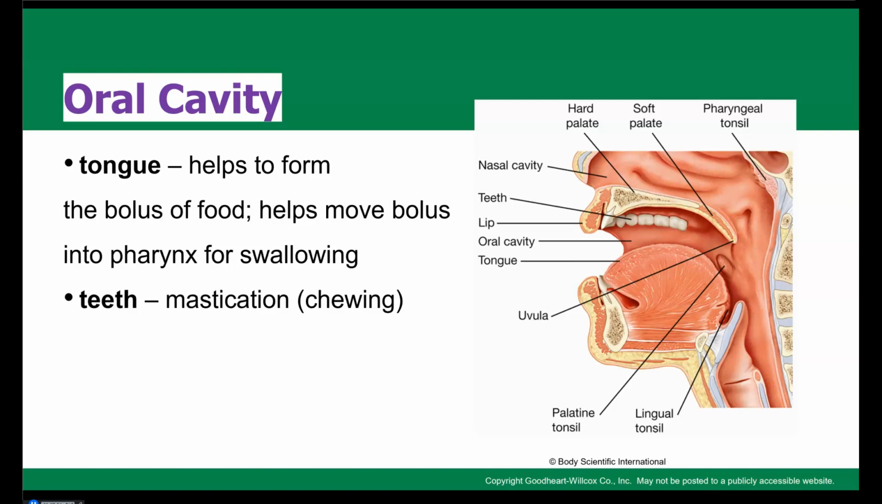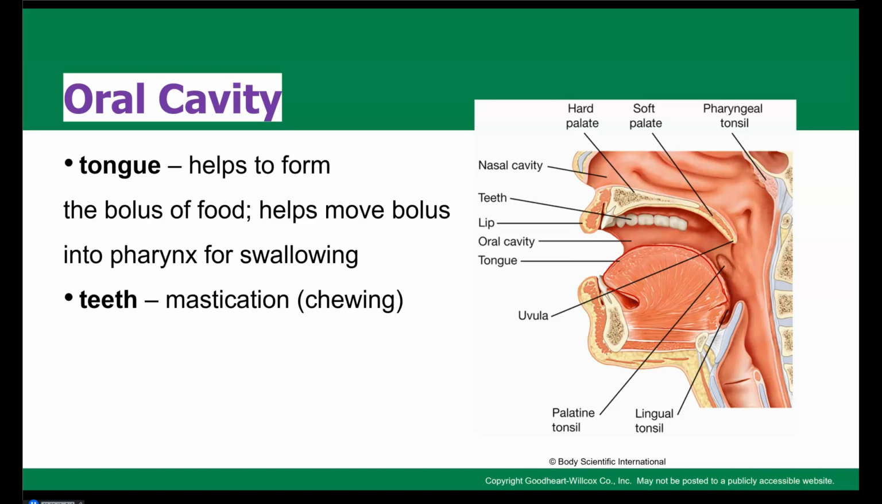So we begin with the oral cavity, which is just a fancy way of saying the mouth, but we are going to say oral cavity. And there are several components in the oral cavity, as you see here, but the two I'm interested in us knowing about are the tongue. So here's the tongue right here. It's a muscle. And so the tongue helps to form the bolus of food.